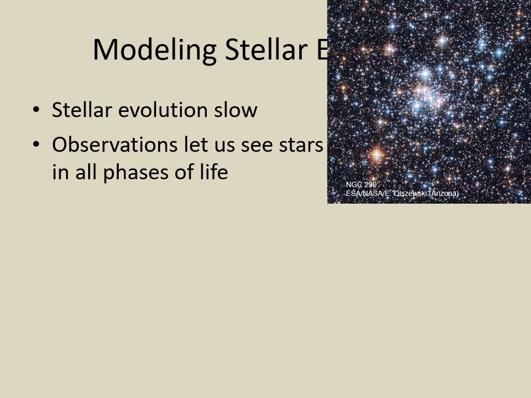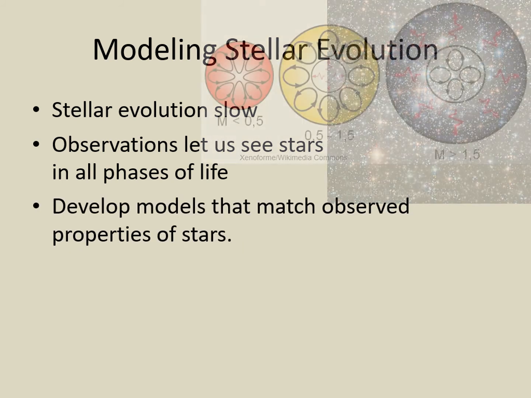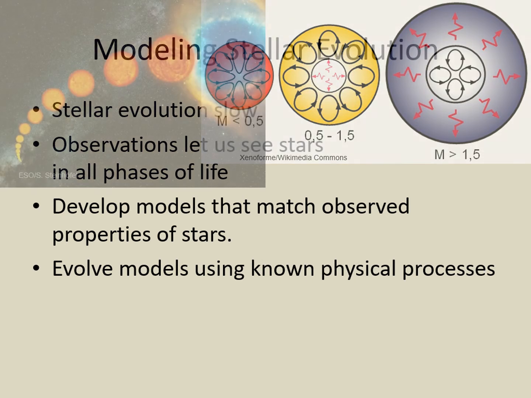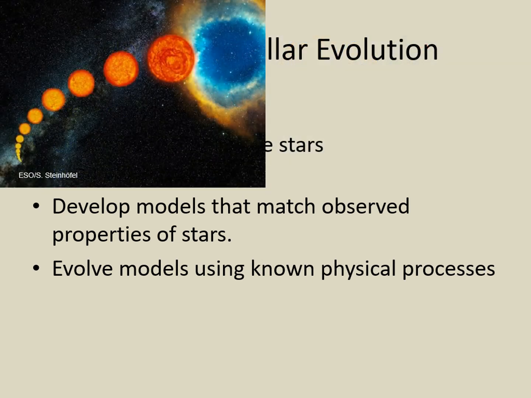Also, we understand the basic structure of stars from the study of our own Sun as well as other stars. As we saw in the chapter on the Sun, we can build detailed physical models of a star's interior using the physics of matter and energy to determine structure. Once we have a model, we can work out how that changes or evolves.